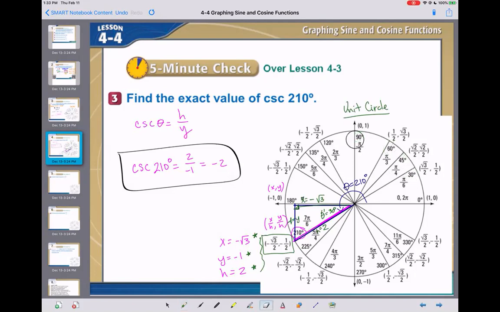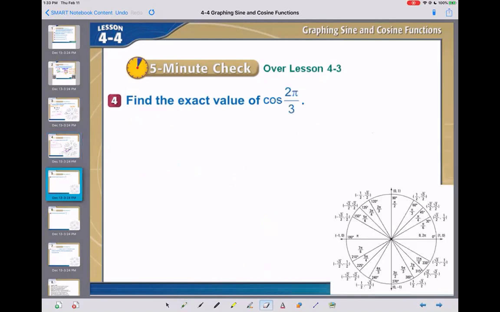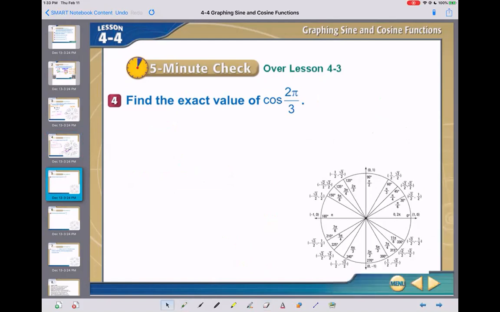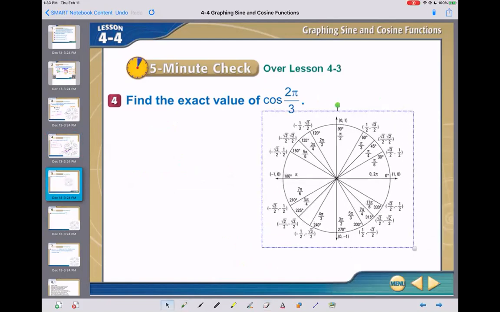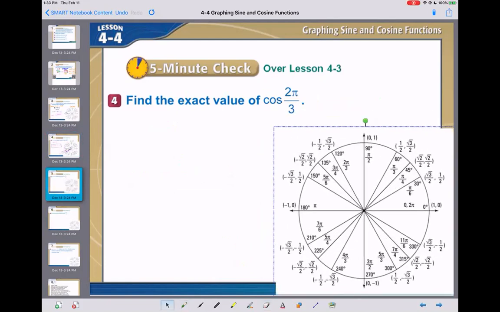So hopefully that connects a little extra information for you so that you can sink in your brain how that works. So let's see it. I think I have 3 more of these to let you see it 3 more times. So it says find the exact value of cosine 2 pi over 3. Let me blow this up for us, make it easier to see here. Okay, cosine 2 pi over 3.